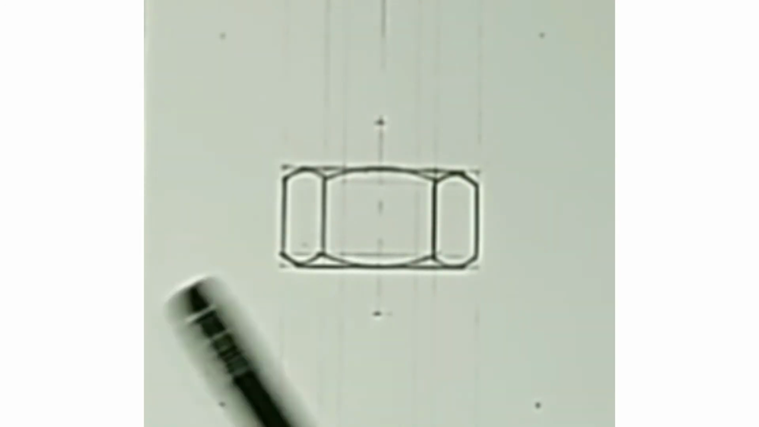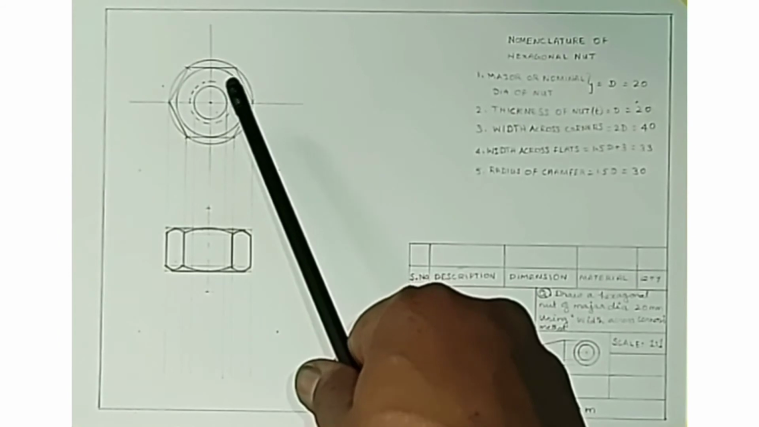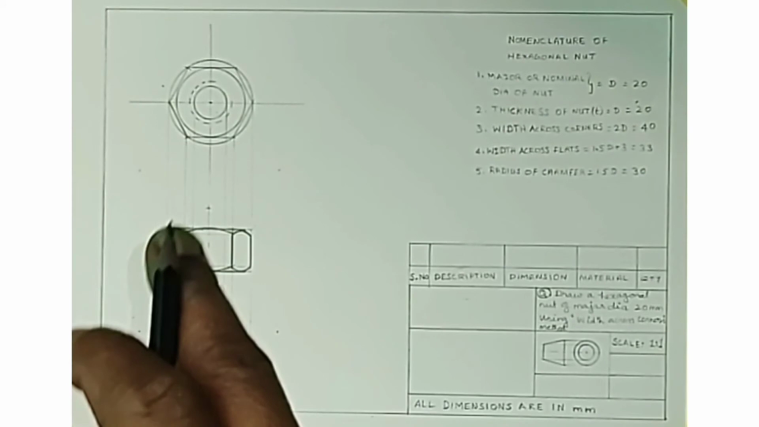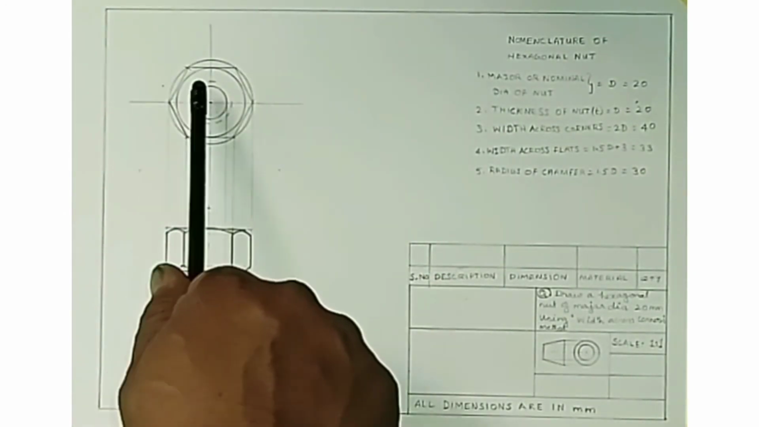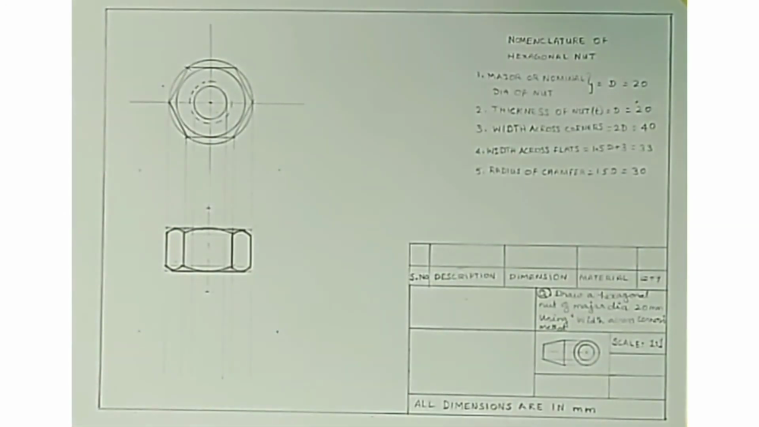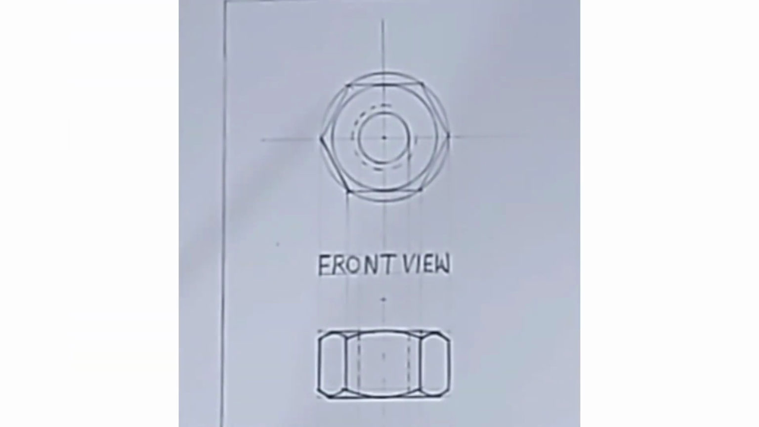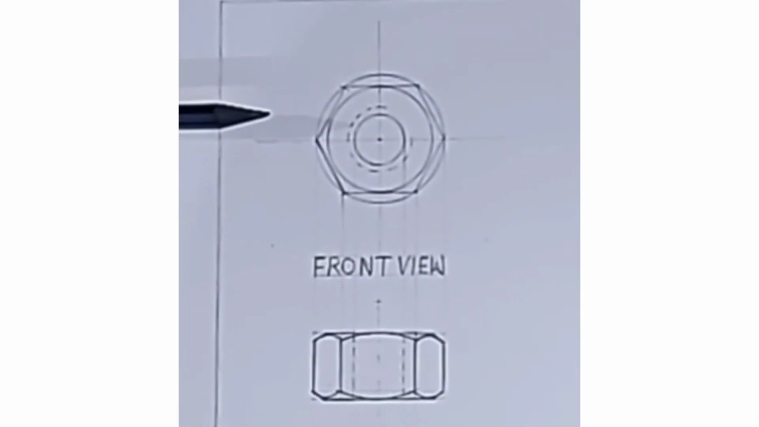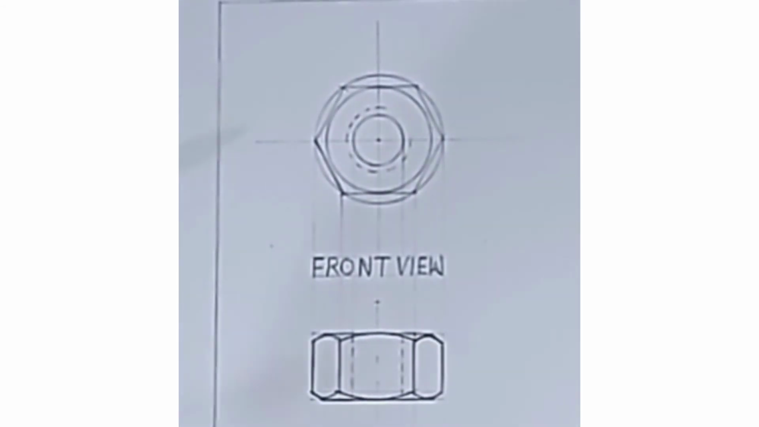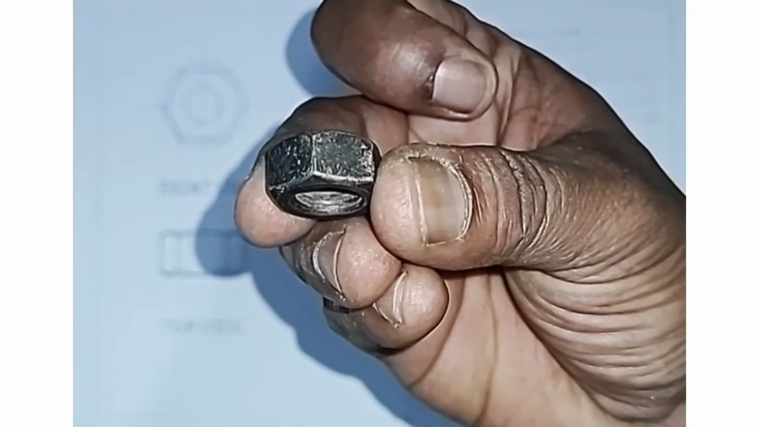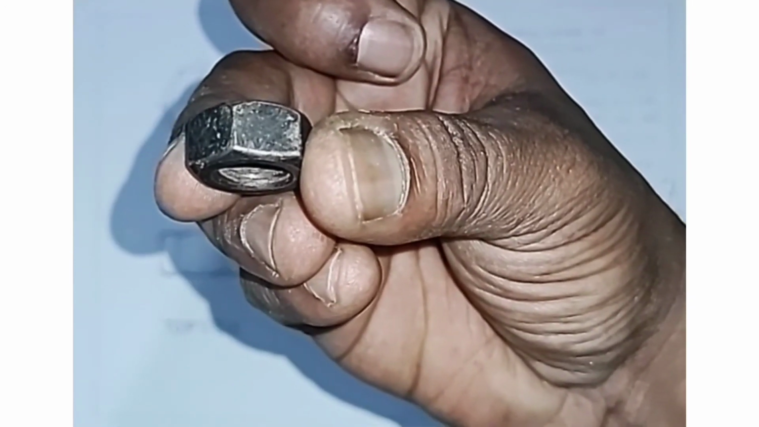Right? So here the chamfer is very clearly visible, in the front view and top view. Now we can project the left hand side view, which falls on the right hand side. Let me draw the left side view which falls on the right side. In left side view we can see only two faces of this nut, so these two faces only will be visible.